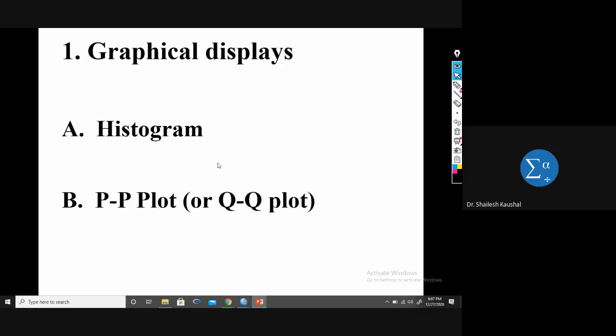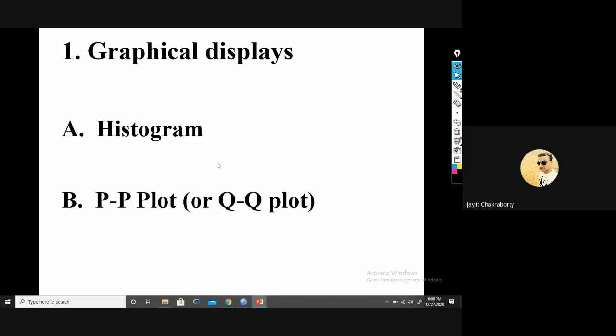I told you, one is graphical presentation. Through a graph we can decide whether our data is normally distributed or not. Second way, the value of skewness and kurtosis, its value between -1 and +1. And third is the KS test. So the first method to find the normality of the data is graphical display, meaning histogram or PP plot.